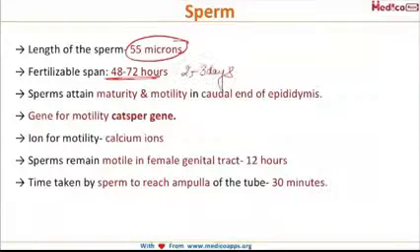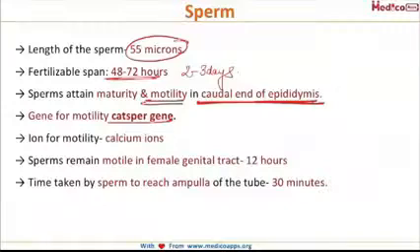And these sperm attain their motility in the caudal end of the epididymis. Take care of the word motility, because we'll get a question on where the sperm attains hypermotility, and we'll come to that later on. The sperm attains its motility in the caudal end of the epididymis. And what is the gene involved in it? It is the Casper gene. And the ion involved is calcium.